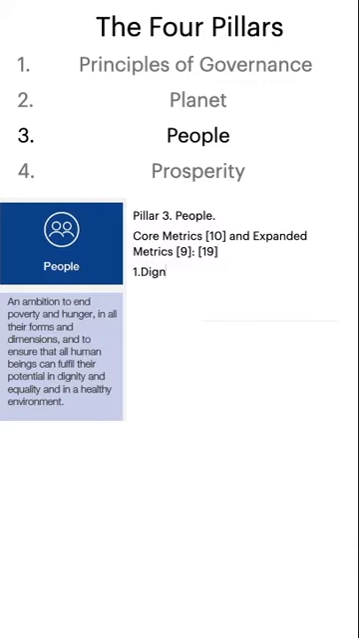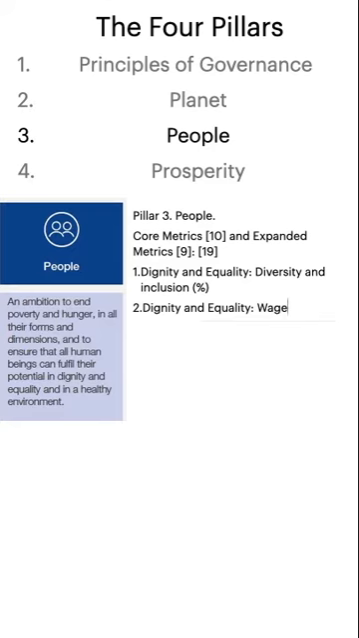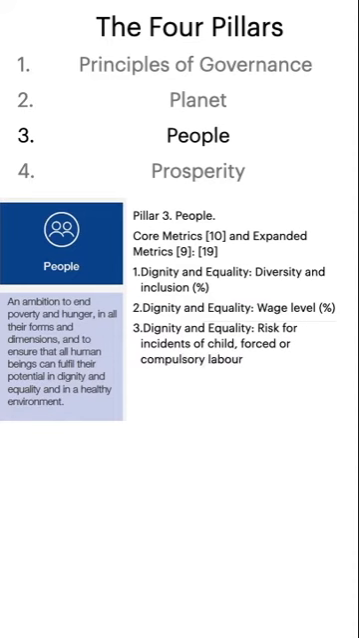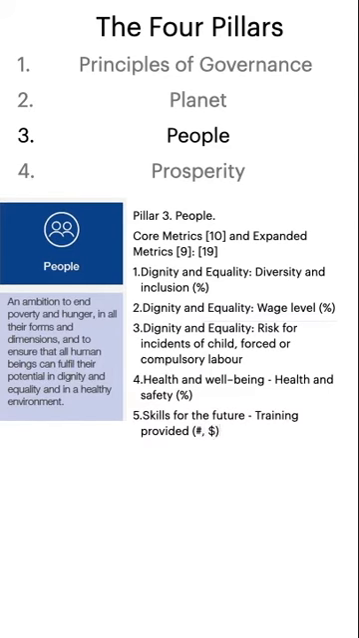Dignity and equality, diversity and inclusion, in percent. 2. Dignity and equality, wage level, in percent. 3. Dignity and equality, risk for incidents of child, forced or compulsory labor. 4. Health and well-being, health and safety, in percent. 5. Skills for the future, training provided, in dollars. 6. Employment and wealth generation, absolute number and rate of employment.